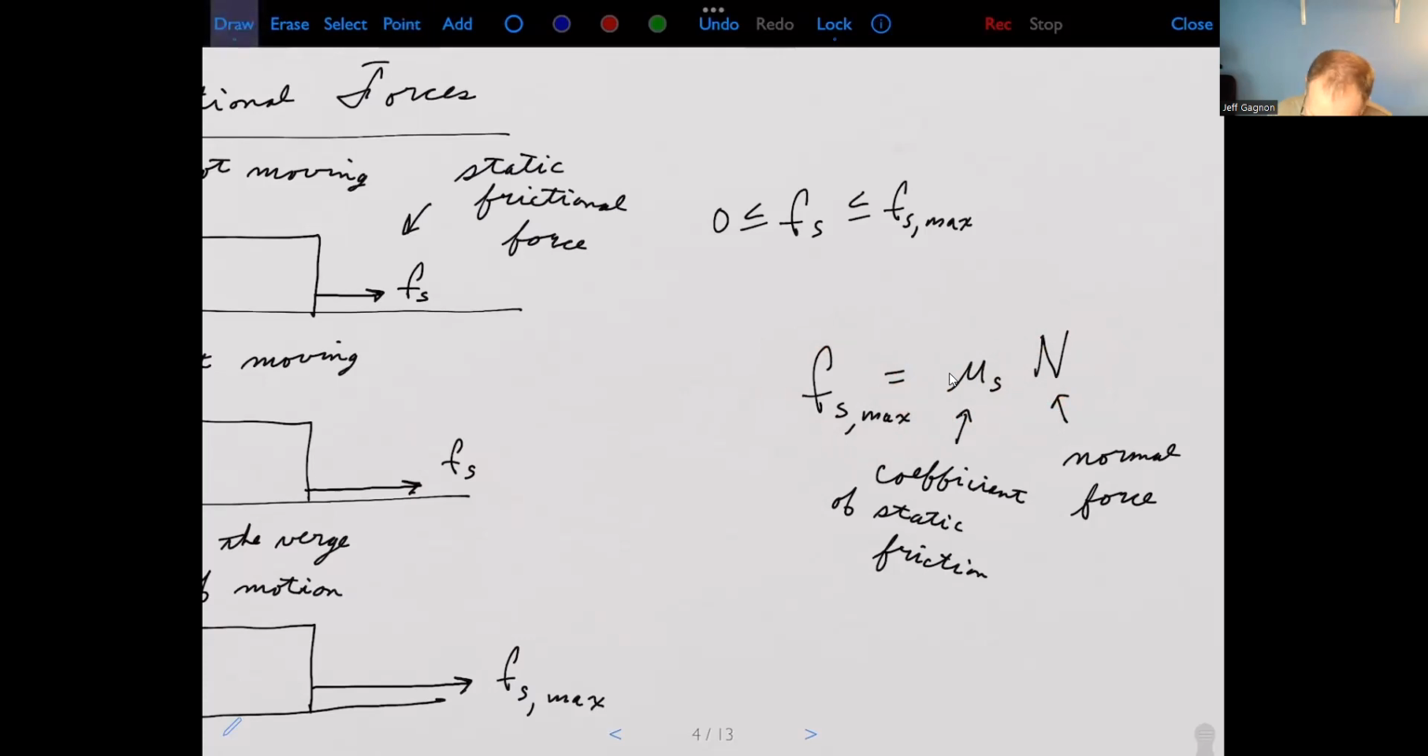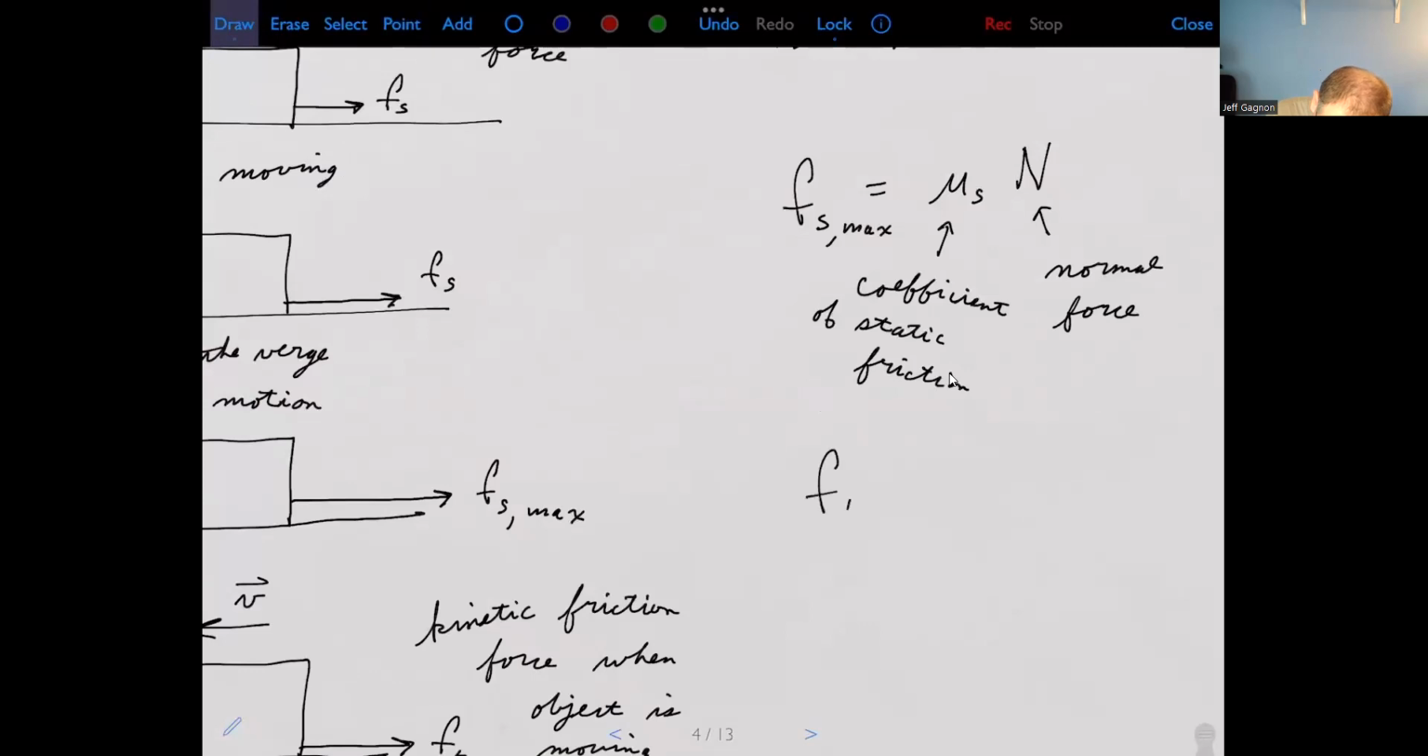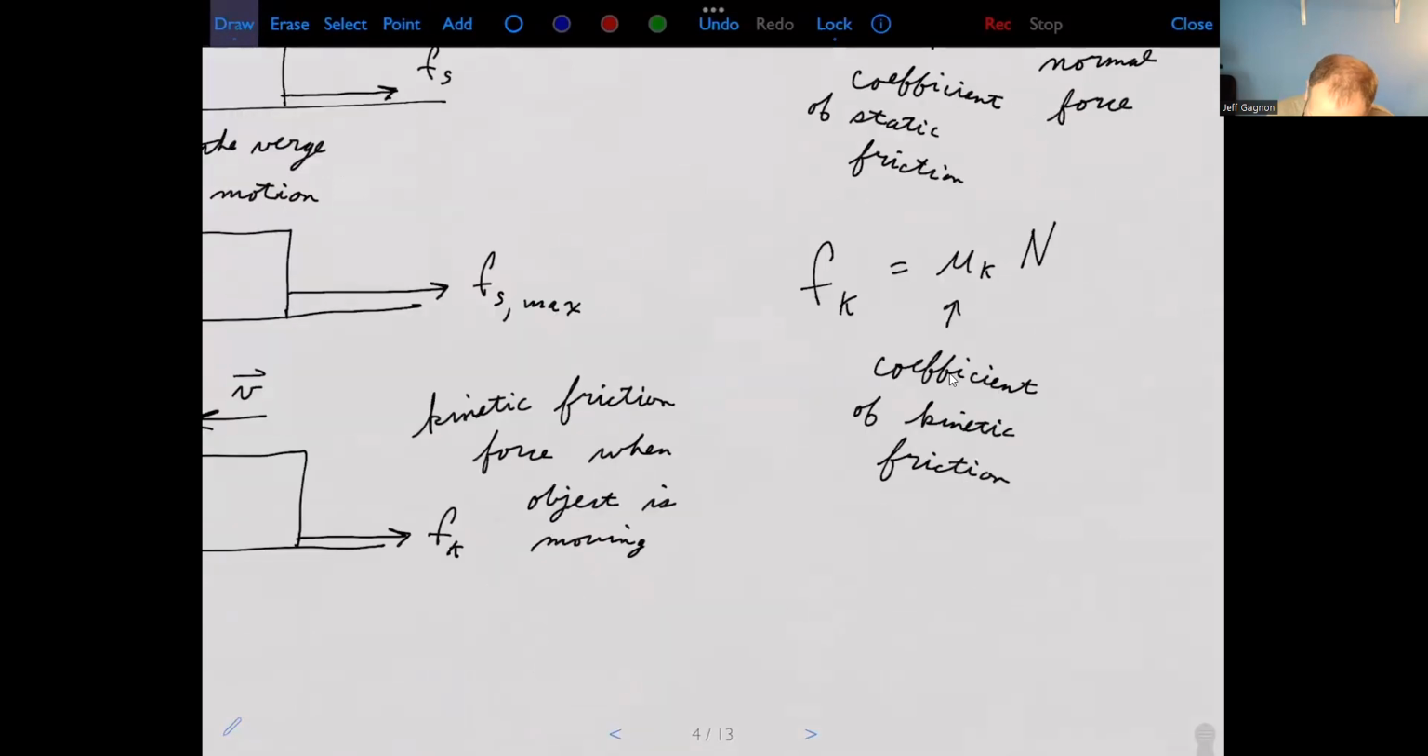There's a similar equation for Fk, for the kinetic frictional force, except it has its own coefficient, which we call μk. So it's μk times n. And this μk here is called the coefficient of kinetic friction. Now, typically, usually, Fs max is greater than Fk. Okay, so that max static frictional force is typically greater than Fk, than the kinetic frictional force.